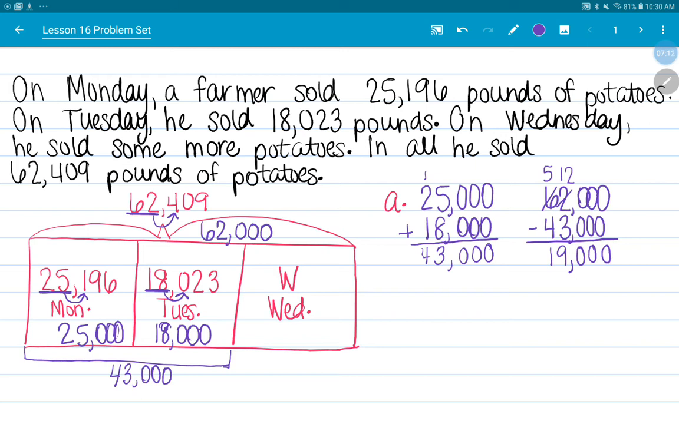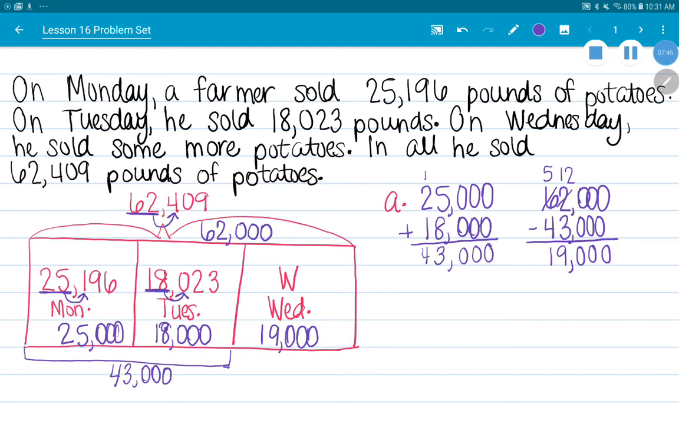So what's the approximate or the rounded value of potatoes that he sold on Wednesday? 19,000. About 19,000. He had about 19,000 pounds of potatoes. All right. Part B says to find the precise number of pounds of potatoes sold on Wednesday. All right, so we found our estimated value.